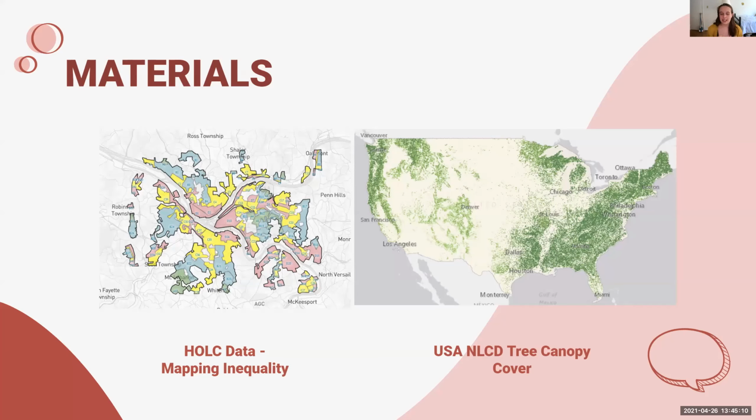So I pulled each city from the Mapping Inequality website. The other piece of data I used is pulled from the USA National Land Cover Dataset, from the tree canopy cover dataset in particular. So this is a raster composed of cells, and each cell has a specific category applied to it, which is the percentage of tree cover within that cell.